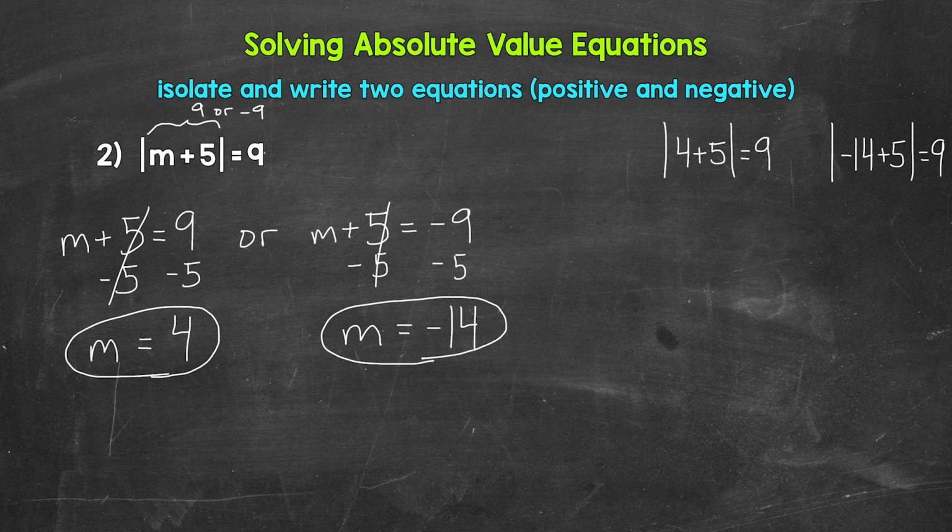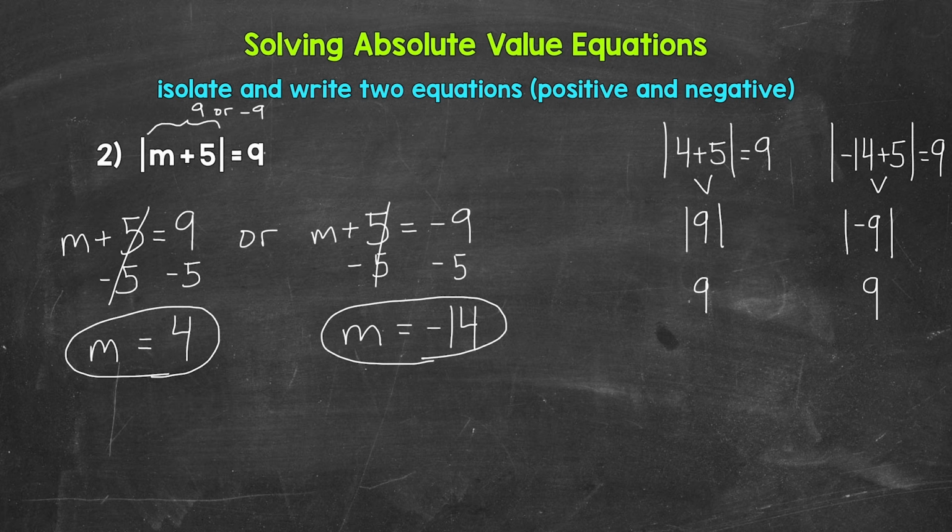Let's start with the absolute value of 4 plus 5. Well, 4 plus 5 gives us 9. And the absolute value of 9 is 9. So that is correct. And then as far as -14 plus 5, that gives us -9. So we have the absolute value of -9, and that gives us 9 as well. So we are correct. Those are our two solutions.